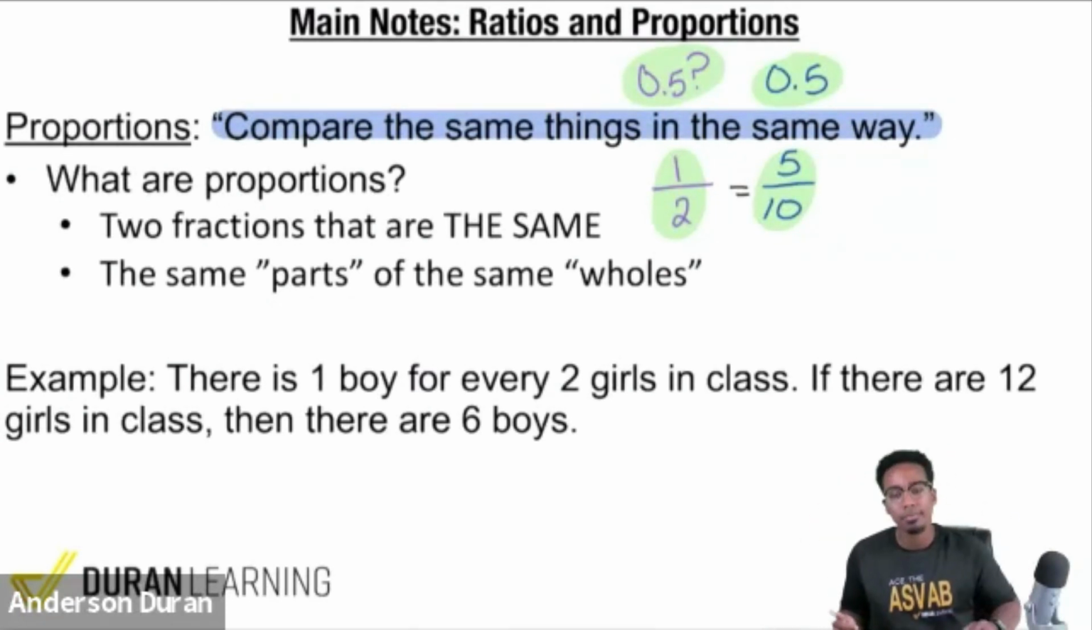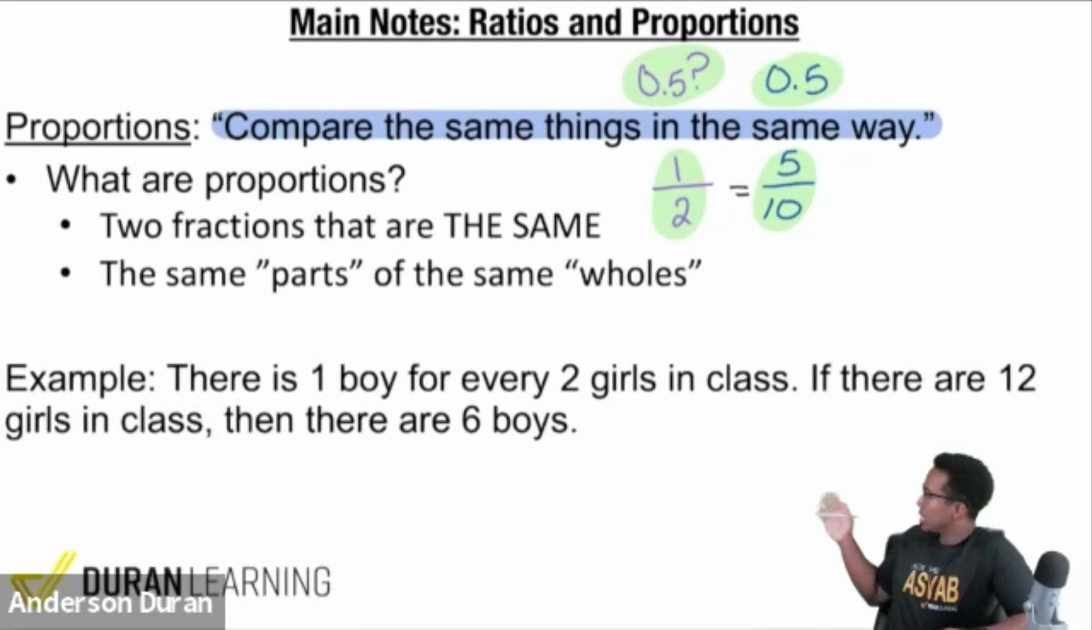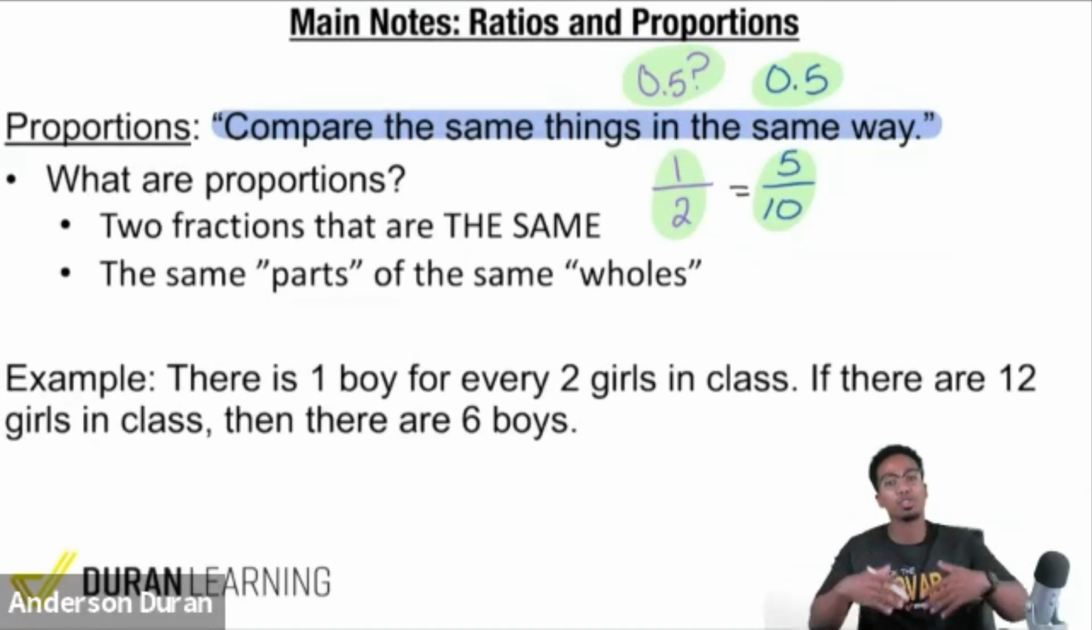Let's take a look at an example here, because there's nothing worse than your teacher just giving you notes and then being like, all right, go practice. So let's actually understand some examples. First example: there is 1 boy for every 2 girls in class. If there are 12 girls in class, then there are 6 boys. Watch as I show you how to set something like this up.